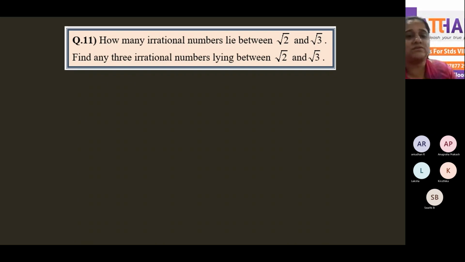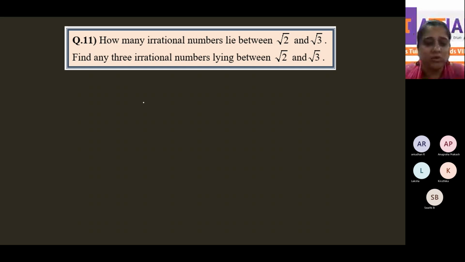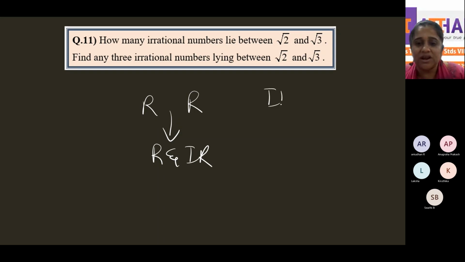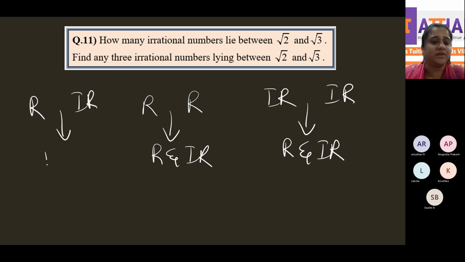How many irrational numbers lie between root 2 and root 3? Infinitely many. The thing is, between anything, I'll write all the possibilities, okay? Between any two rationals, there are infinitely many rationals and irrationals. Between any two irrational numbers also, there are infinitely many rationals and irrationals. Between a rational and irrational also, there are infinitely many rationals and irrationals. I've written all the possible things.